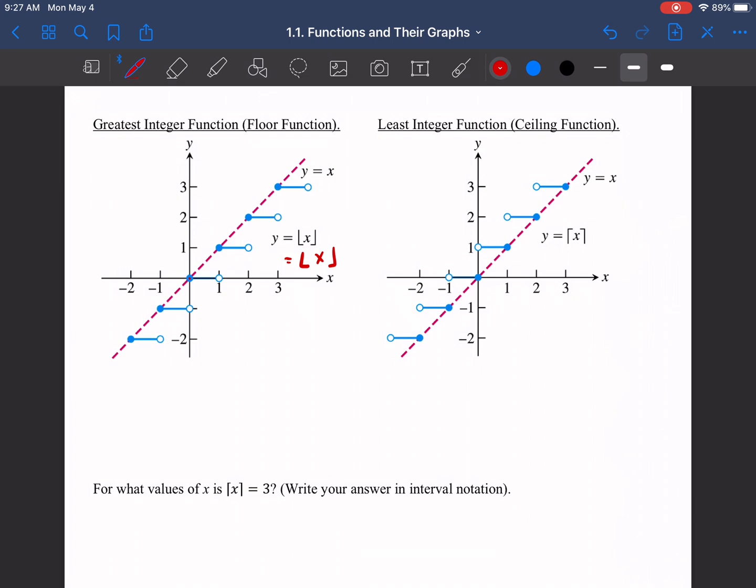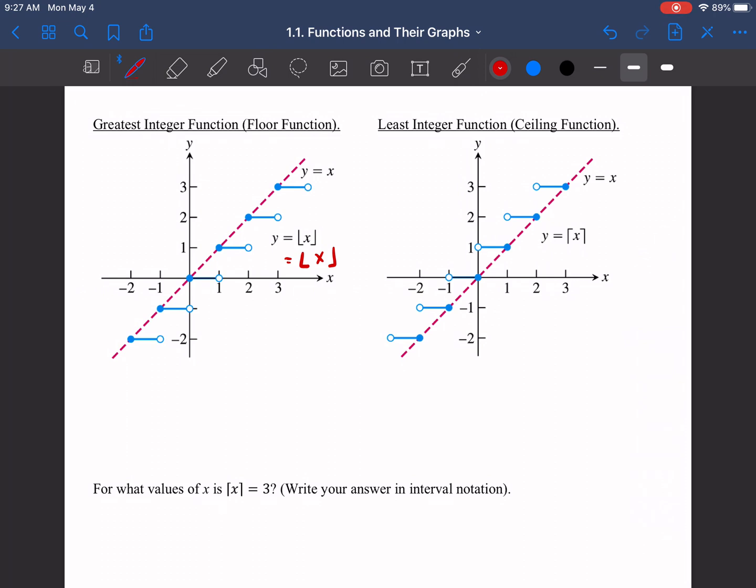So if we're at 0, it rounds to 0. If we're at 0.2, it rounds to 0. 0.5 rounds to 0. 0.9 rounds to 0. You're always just rounding it down. And then you get to 1, which rounds to 1, and 1.2 rounds to 1, and 1.5 rounds to 1, and 1.9 rounds to 1, and they all just keep rounding down. And so as you go through doing that, you floor everything.